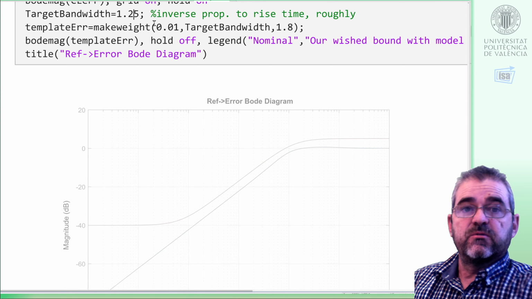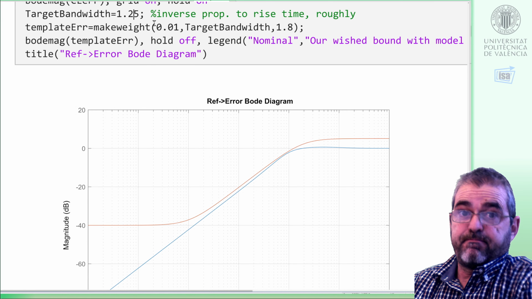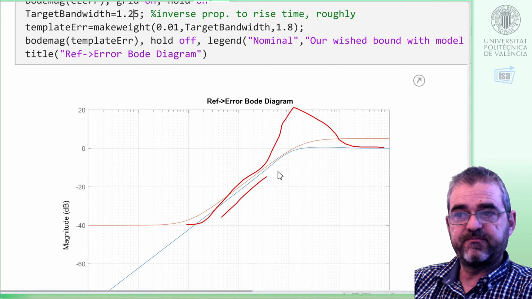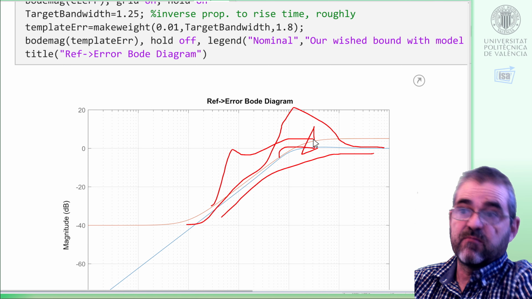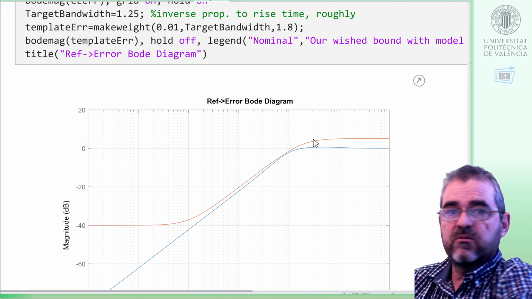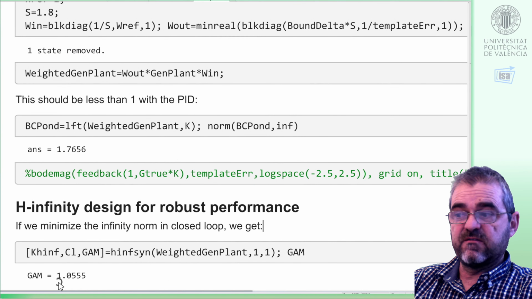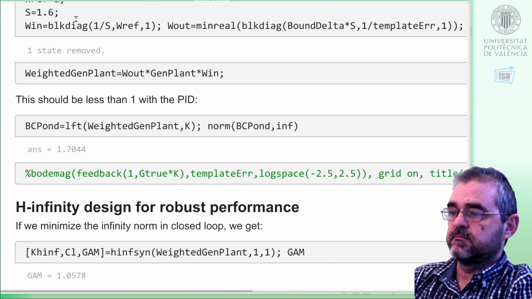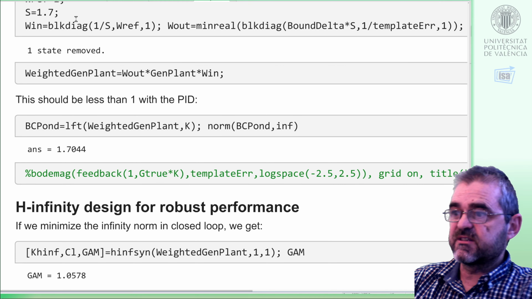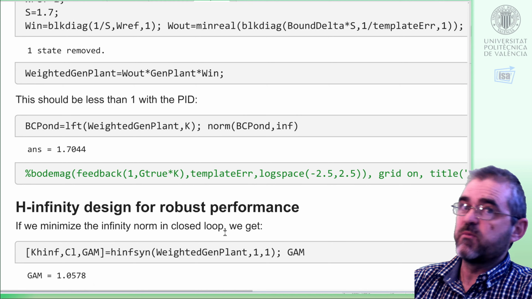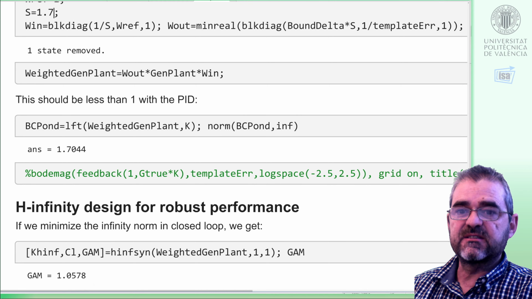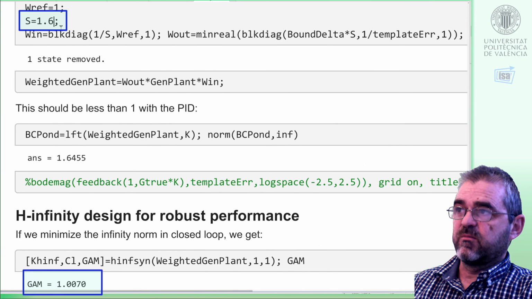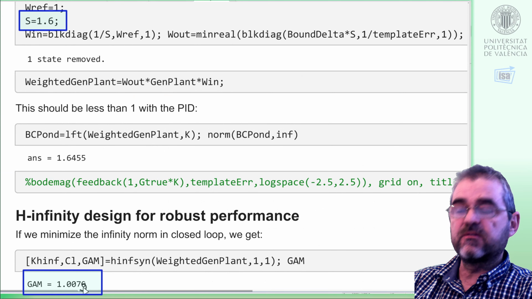If I change to 1.25, my nominal PID still meets that criterion, but of course the modeling error will make this result in some random plants quite above our limit. But our H-infinity controller is almost there with the 1.8 multiplier, but we don't seem to be able to get below 1, so we pushed a little too far the robust performance requirement, maybe. But if I change it to 1.1, the multiplier 1.6, it's almost there.